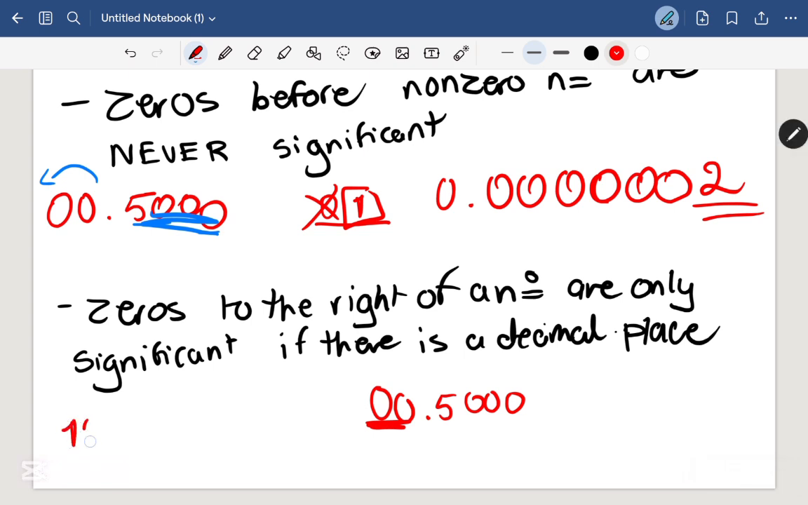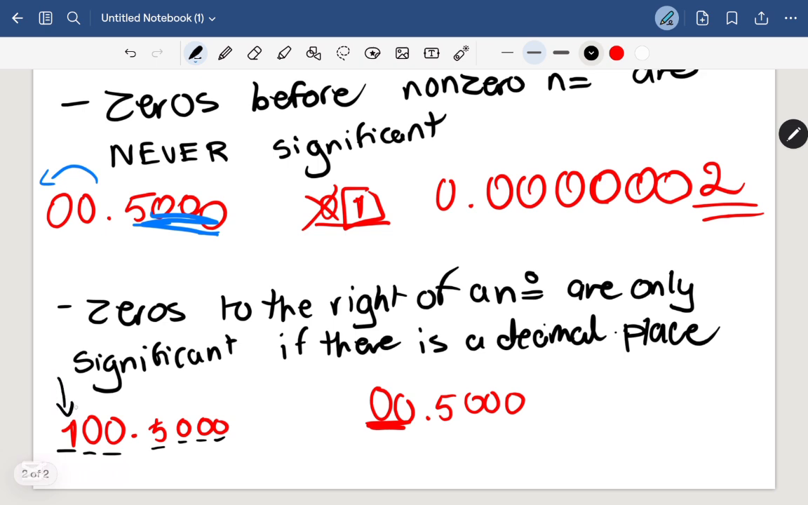However, if it was 100.5000, how many significant figures would this be? This would be 1, 2, 3, 4, 5, 6, and 7 significant figures. Because look, you have 1, which is a significant figure, and then you have 2 zeros after it. So if they are after it, they are significant. But if you wrote 100, how many significant figures will you have?